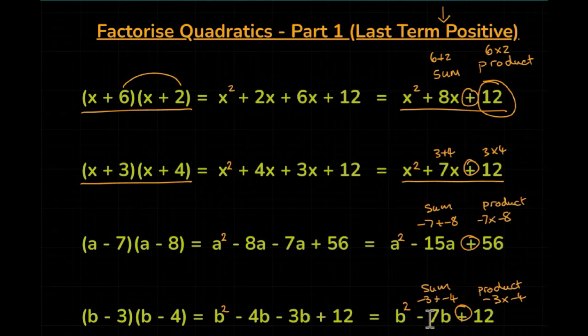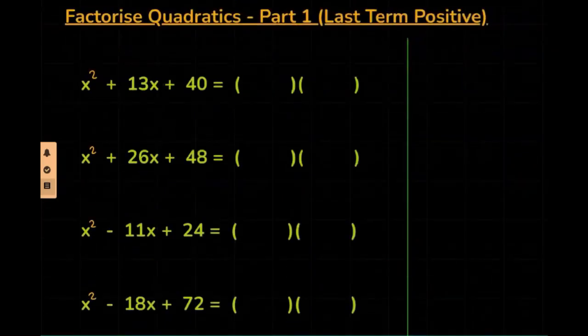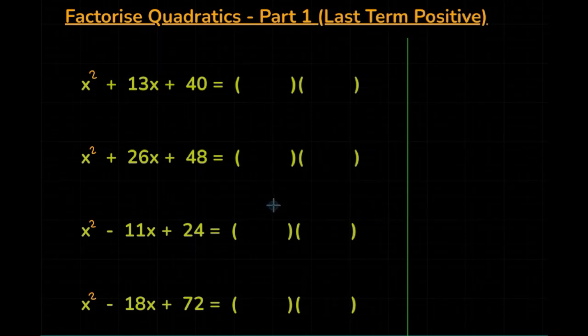We just need to see if we can find a way of reversing the process. So let's look at the next screen, which has some examples. Okay. Now, the most important term, I think anyway, is the last term. It's the most important term as far as factorising it. In every case, it's positive.